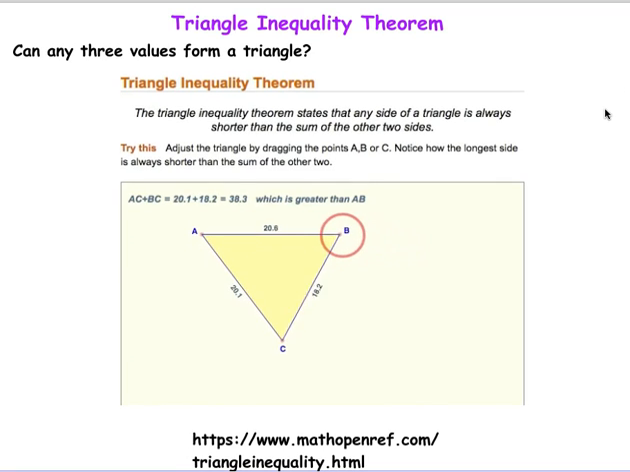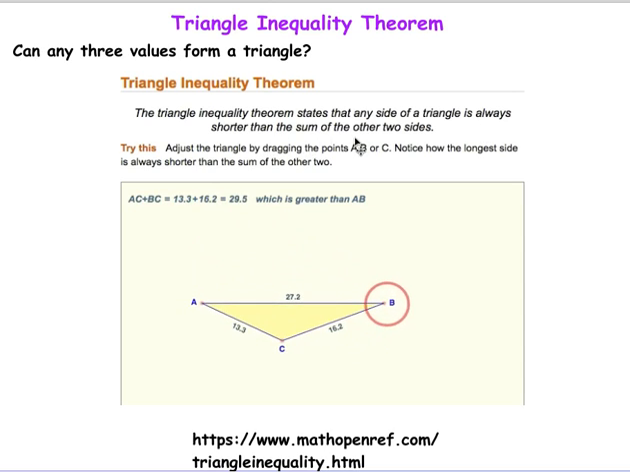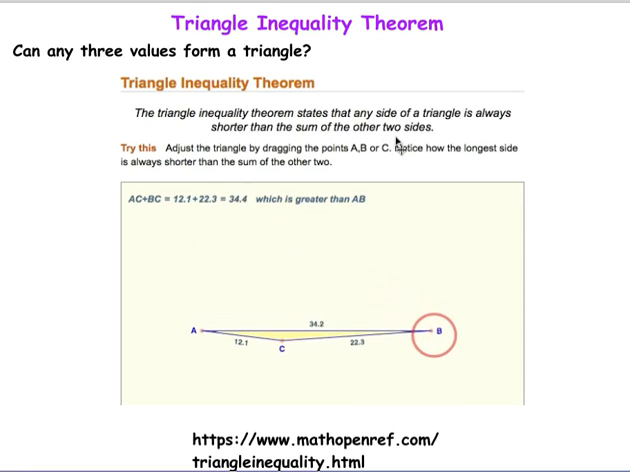So to determine if we can make a triangle, we have a theorem called the triangle inequality theorem. And as you can see from the graphic here, we can make a triangle as long as any side of a triangle is always shorter than the sum of the other two sides. So as you can see, I am stretching point A, point B, and we have a triangle.